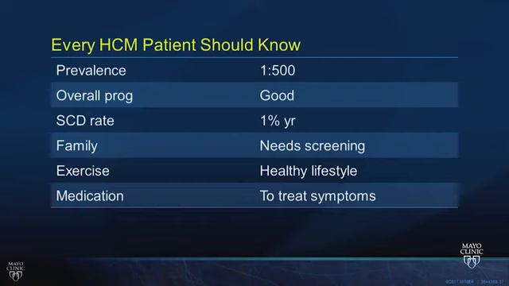Yes, it is genetic with an autosomal dominant inheritance pattern, which means we need to talk about family screening. They can be healthy. They can participate in regular exercise as part of a healthy lifestyle. And all of our medications and all of our myectomies and ablations are symptom-relieving therapies. That's the reason why you do that.